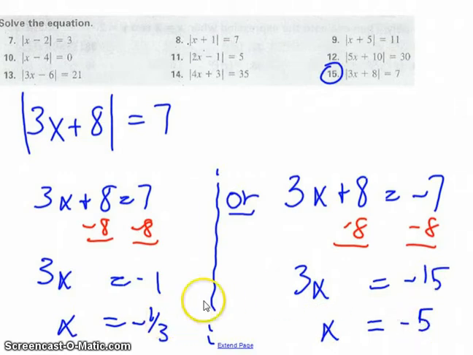So once again, 2 totally different answers, negative 5 and negative 1/3. Notice they're actually both negative in this case. There's no reason that one has to be positive and one has to be negative. That's not necessarily the case. And the 1/3 and the 5 have basically nothing in common. These are two different problems that you solved, one on the left and one on the right.